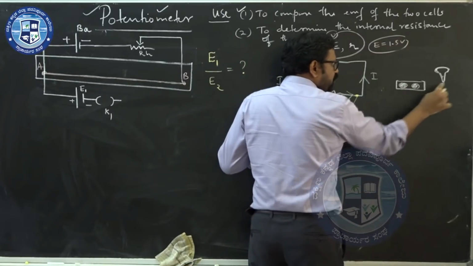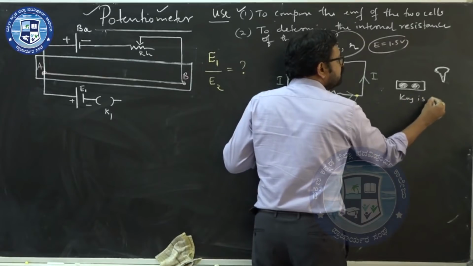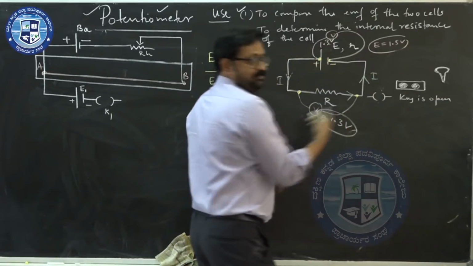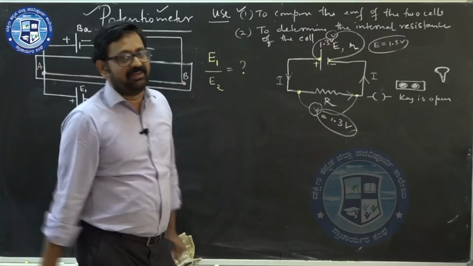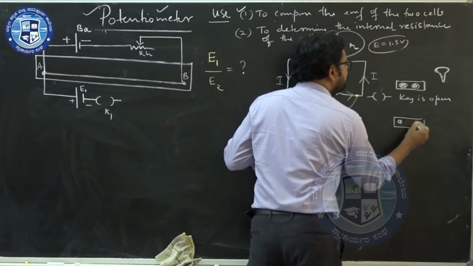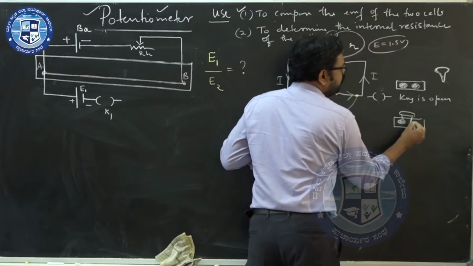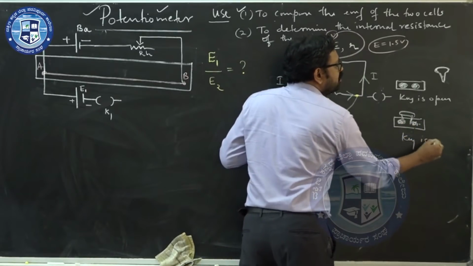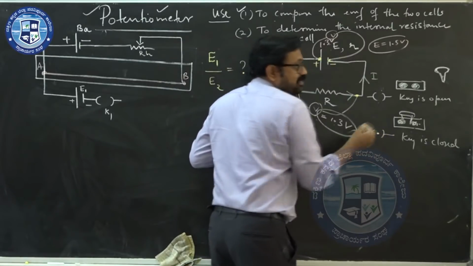Suppose this gap is not filled with this key, we say that the key is open, and we represent an open key in the circuit symbol like this. A bracket, and two electrical leads, and the gap is not filled: the key is open. Suppose this gap is filled with the metallic knob. Don't you think that when the gap is filled with a metallic knob, these two points are in contact? Now we say that the key is closed. In the circuit symbol, a closed key means we put one dot inside.